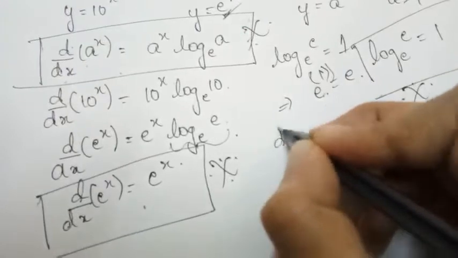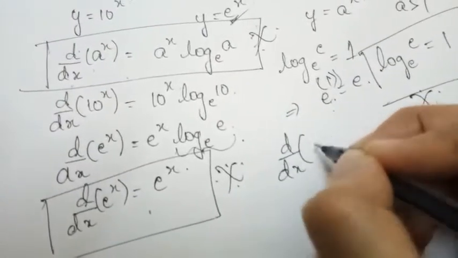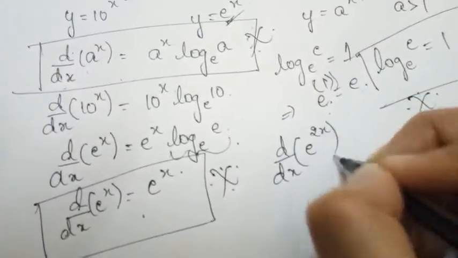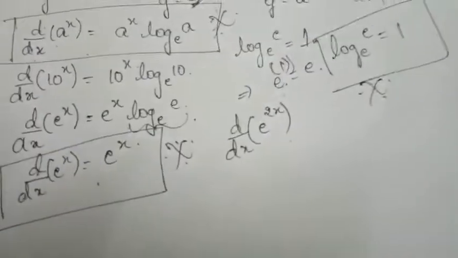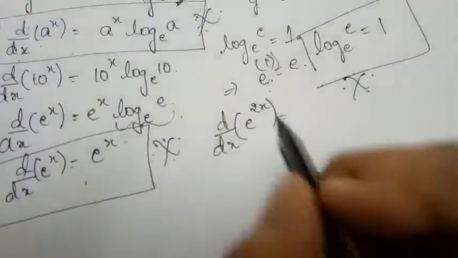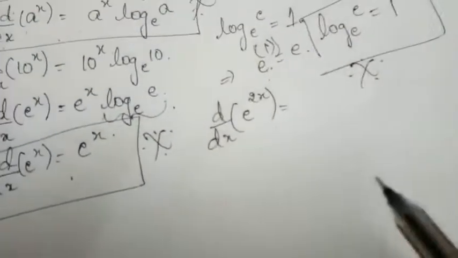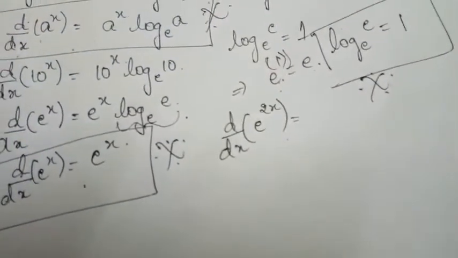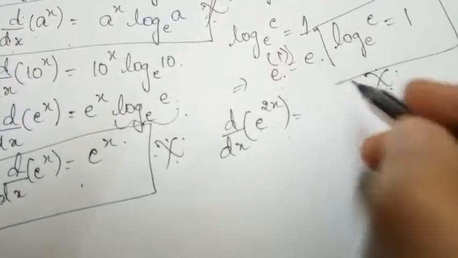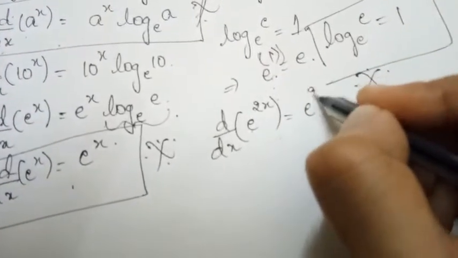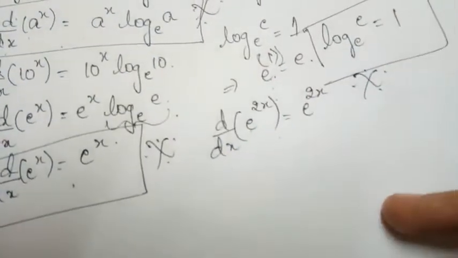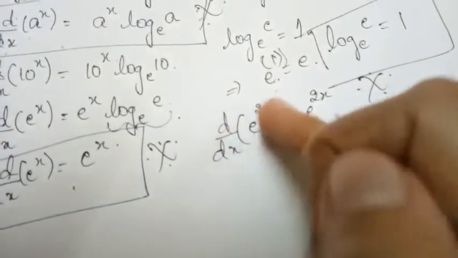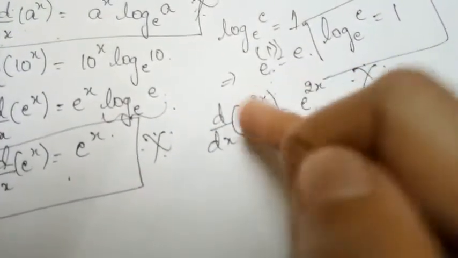Suppose they ask for the derivative d by dx of e to the power 2x. How are we going to find the derivative of this one? Again the chain rule matters here. Taking 2x equal to t, d by dx of e to the power t is e to the power t itself, then dt by dx. What was t? t was 2x. So the derivative of 2x is 2.